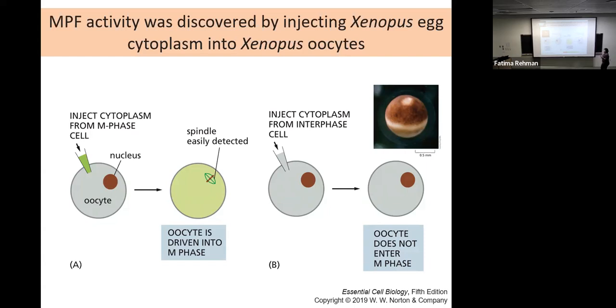So there is some type of protein factor there, some kind of signal present in that cytoplasm that is driving these cells into M phase. Similarly, if you take cytoplasm from an interphase cell, a cell that's maybe in G0 phase or G1 that's no longer in the mitotic process, those cells will not enter mitosis. They will just hang out and continue to do what they were doing before.